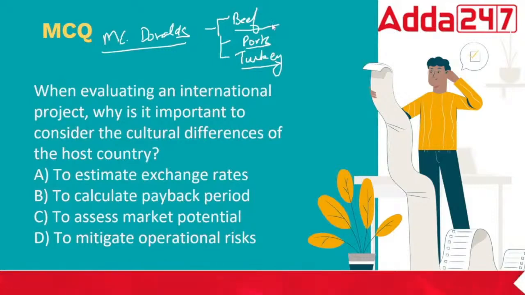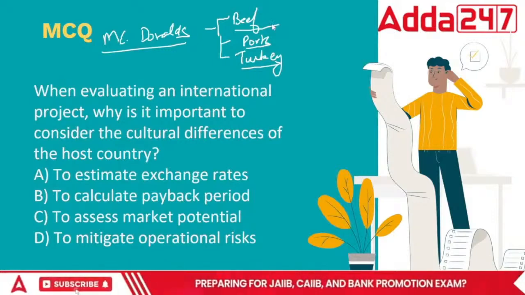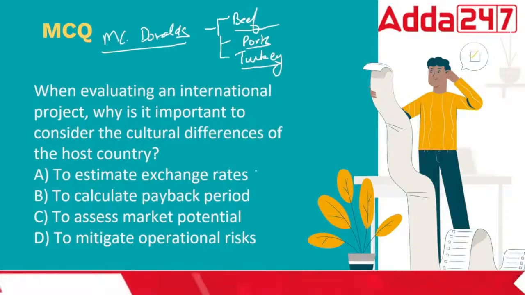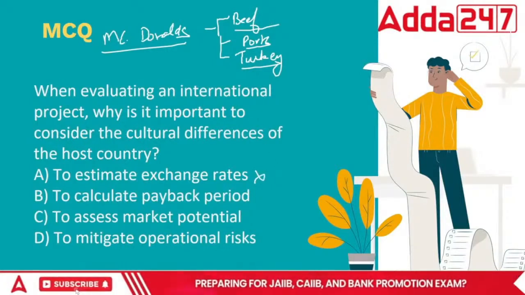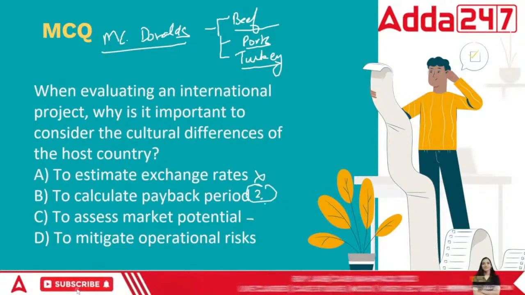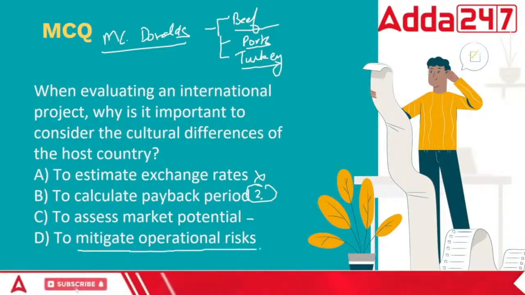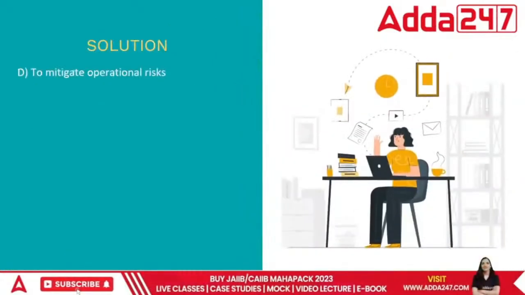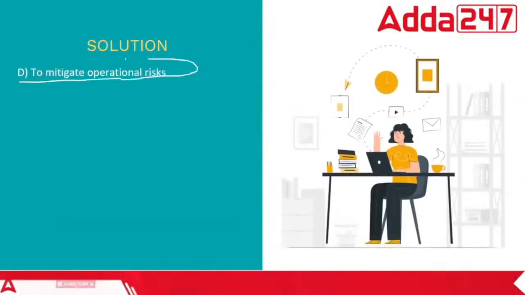So in this case, ultimately, this particular organization could not work in our country the way they wanted to. So basically, this is not related to the estimate of exchange risks. You know about the currency. Payback period is not the point. You don't know about it. To assess the market potential, it can be the point. But to mitigate the operational risks, when you're trying to operate in a country like this, you can face a lot of problems. So in this case, it is to mitigate operational risk.